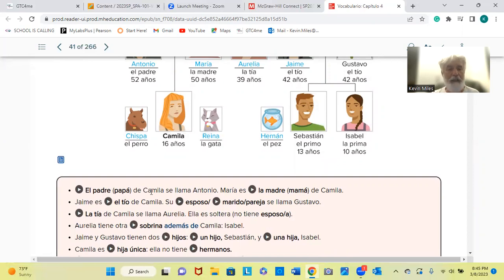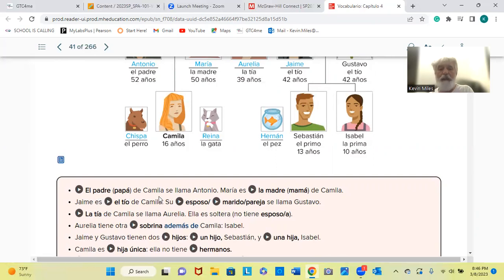El padre de Camila se llama Antonio. So what does that mean? El padre de Camila. It means, in English, we would say Camila's father. There is no apostrophe S in Spanish. So the way that we show relationship is with that preposition de. So what this actually says literally is the father, el padre de Camila, the father of Camila. And that's how we express all these relationships.